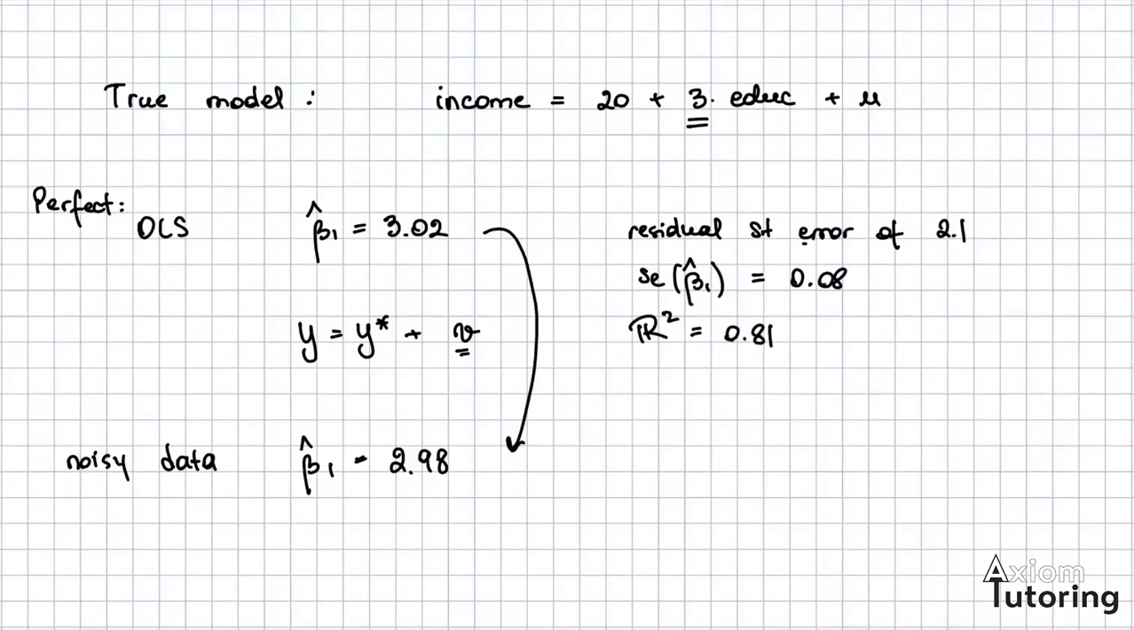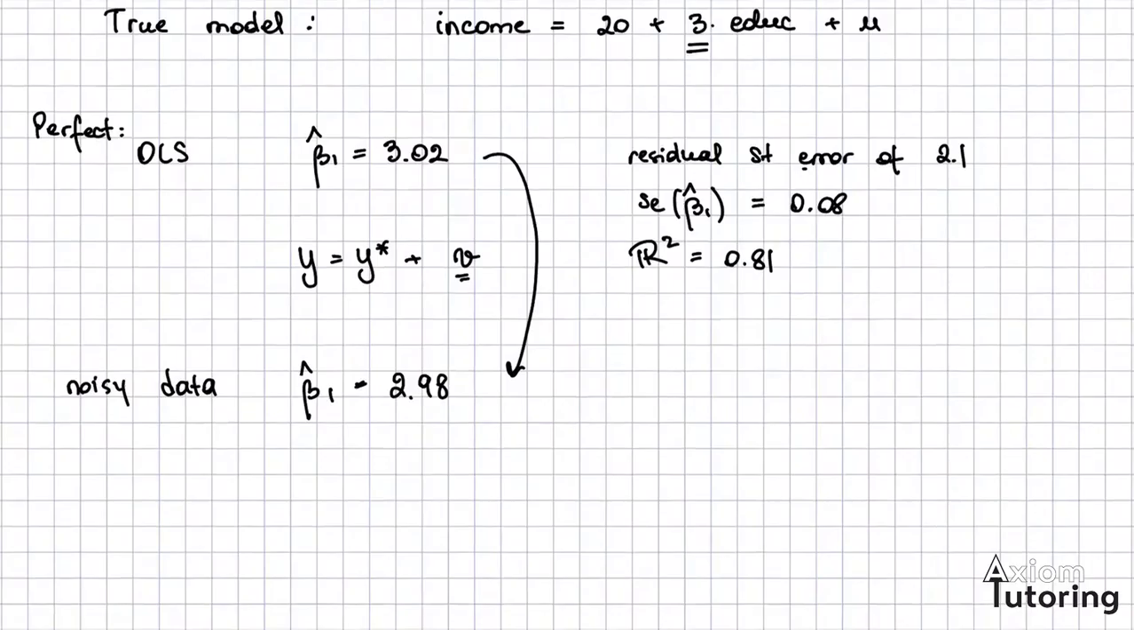Now, in the noisy data, the actual numbers you're going to see are beta 1 of 2.89. The residual standard error would have been greater, let's say 4.3. The standard error of the beta 1 would no longer be 0.08, but 0.16, let's say. So you see, double. And your R squared now would not have been 81%, but something a lot lower, let's say 0.54. So while the coefficient is almost unchanged, everything else has actually changed.